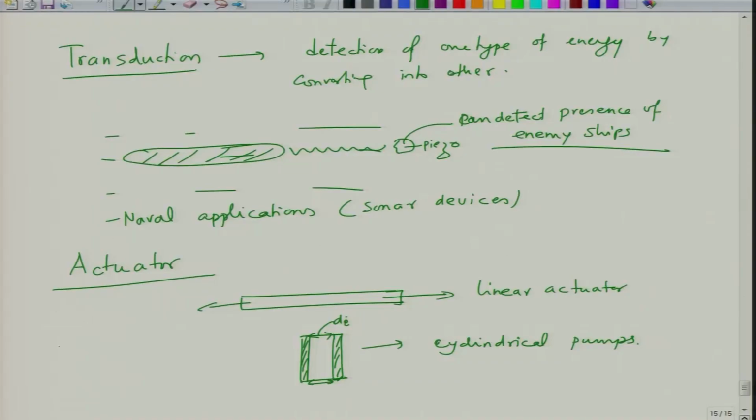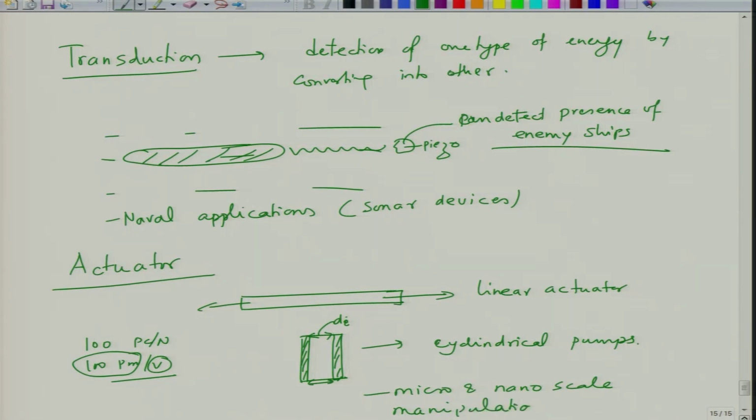You can see that most of the piezoelectrics have a piezoelectric coefficient of, for example, let us say 100 picocoulomb per Newton or 100 picometer per volt. For 1 volt applied, you can have a displacement of 100 picometer, which is nothing but 0.1 nanometer. So basically you can make nano manipulators, micro manipulators kind of devices. So you can say this micro and nano scale manipulation is easily achieved using a piezoelectric material. For example, the atomic force microscope uses a piezoelectric for manipulation. So these are certain applications of piezoelectric materials.